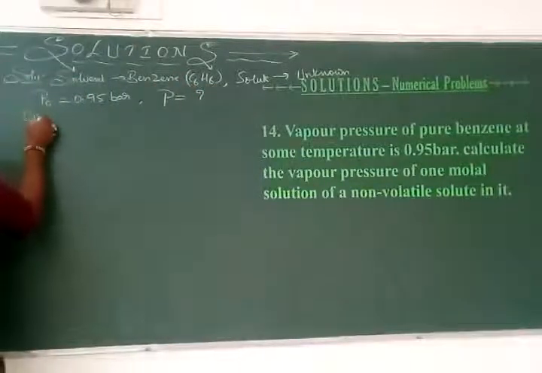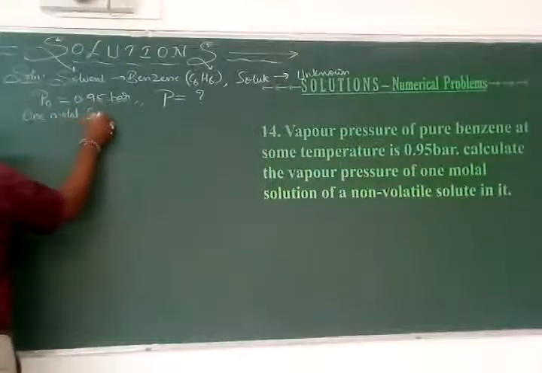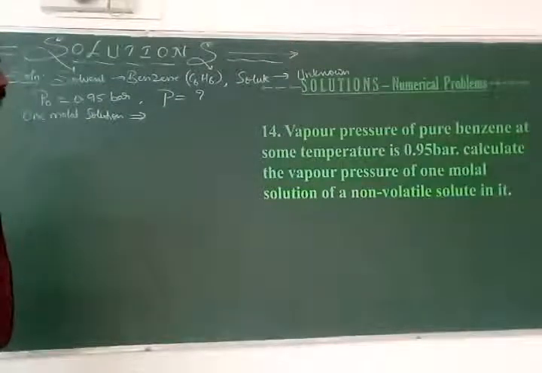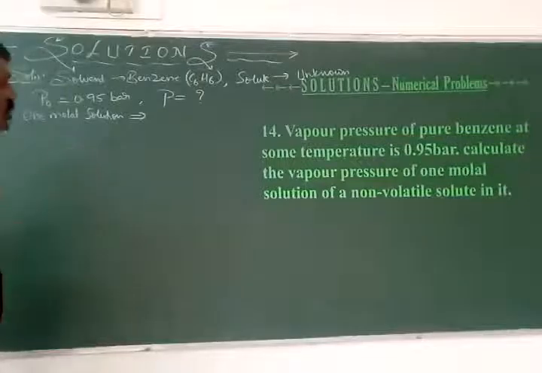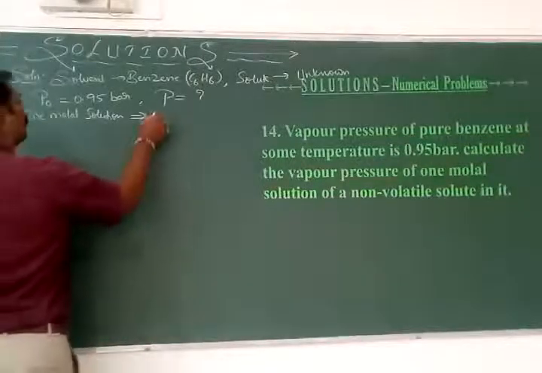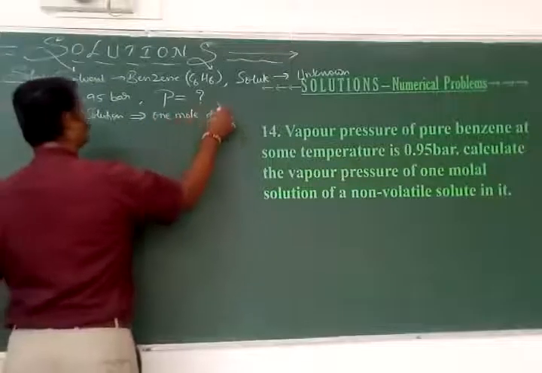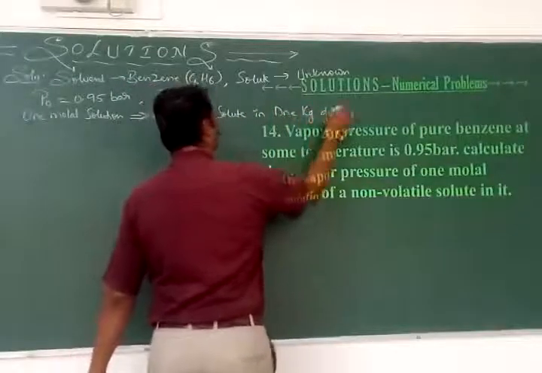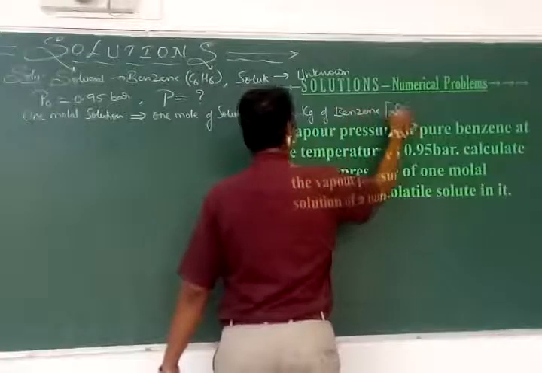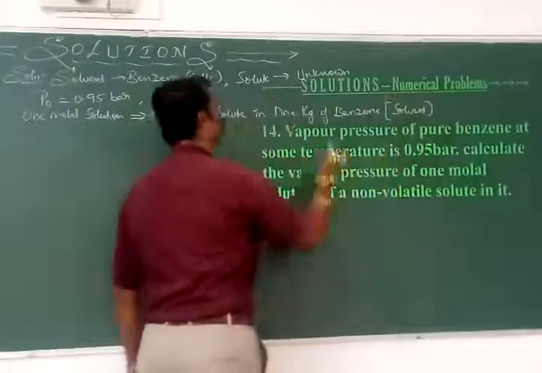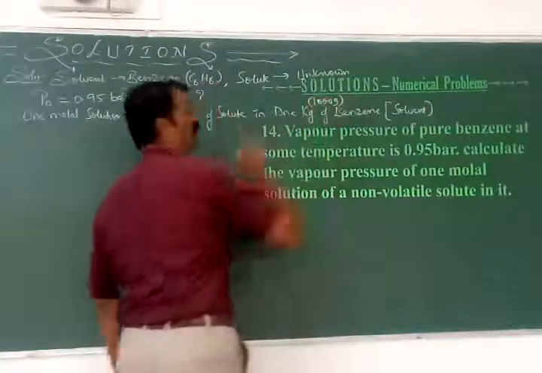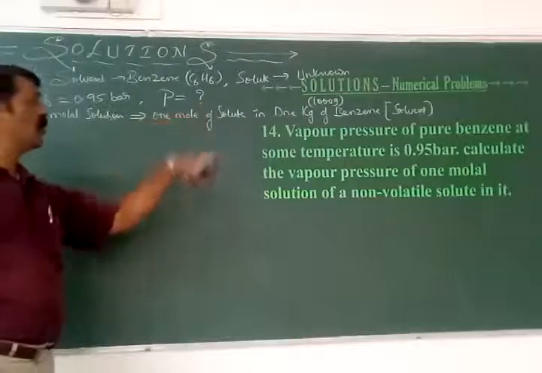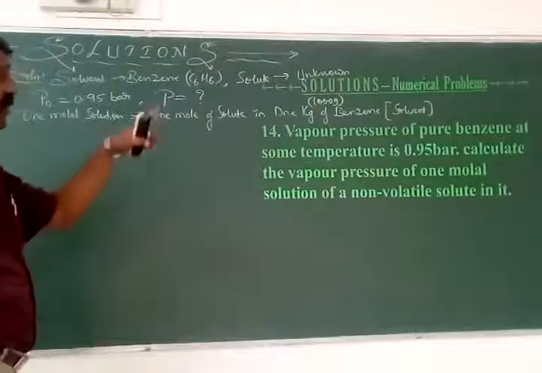What's the meaning of 1 molar solution? It implies 1 mole of solute in 1 kg of benzene. What benzene is? It is a solvent. 1 kg means it is indirectly how many grams? 1000 grams. 1 molar solution means 1 mole of a solute in how much? 1 kg of a solvent. Which is the solvent here? It is going to be the benzene.